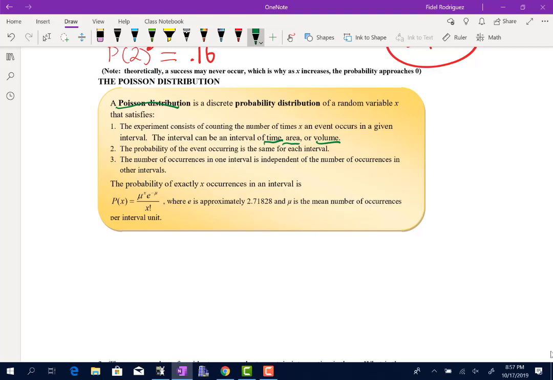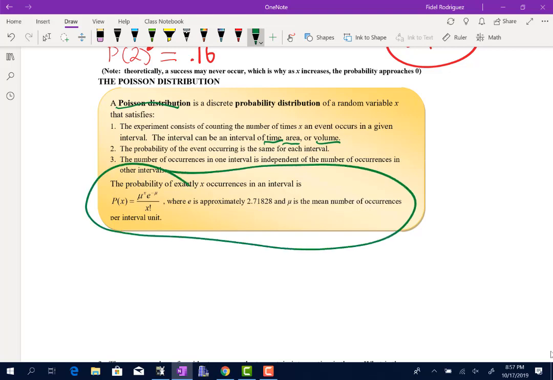And guys, we have a formula right here. It says the probability of exactly x occurrences in an interval is P(x). Remember what the mu stands for? The mu is my average. So mu to the power x, and then e to the power negative mu, all over x factorial. Remember, 5 factorial means 5 times 4 times 3 times 2 times 1.